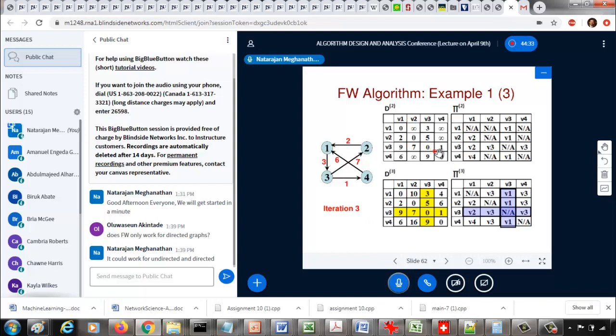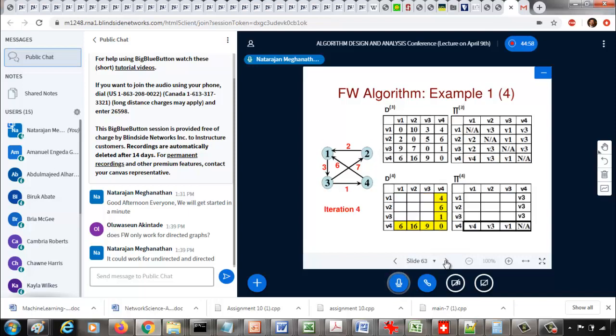You see here, as you limit the number of vertices that you can consider as intermediate vertices, some of the distance estimates will be infinity, because that's the best you can do by considering only vertices 1 and 2 as intermediate vertices. From V2 to V4, there's no path by considering only vertices 1 and 2 as intermediate vertices. So that's why the distance is infinity. Okay, so you have to basically understand the fundamental thing behind this algorithm.